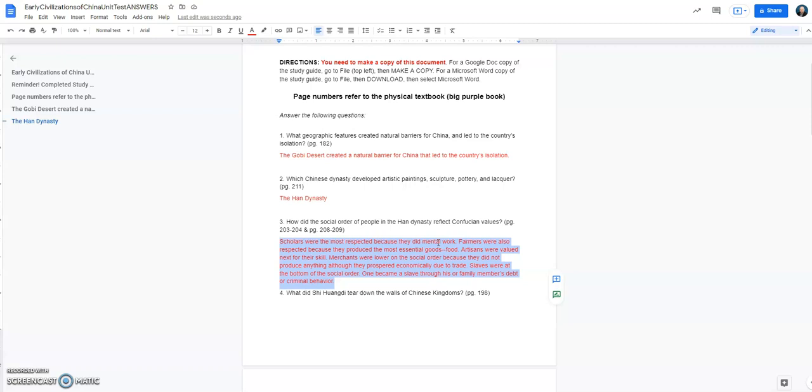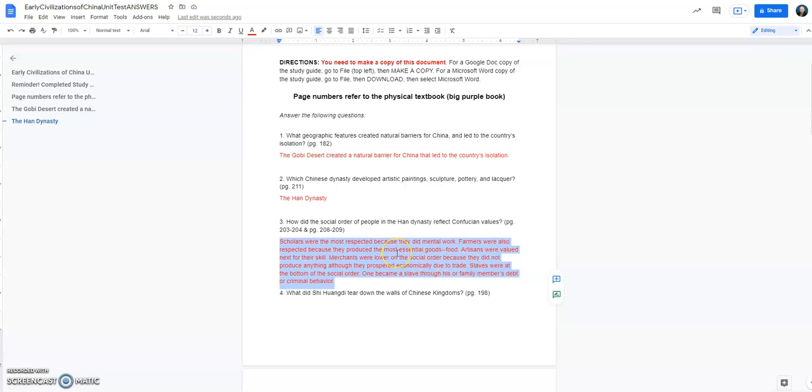Then farmers were next because they produced food. That was essential. Then you had artisans and then merchants followed by them. And then slaves were at the bottom, right? So in Confucian values, there's a hierarchy. And that hierarchy created a social order that put scholars at the top, followed by farmers, artisans, merchants, and then of course at the bottom would be the poor people and slaves.